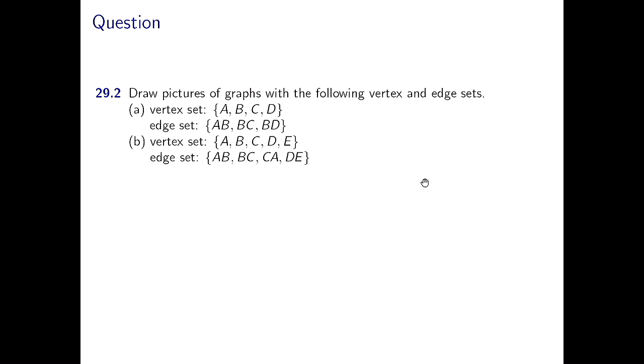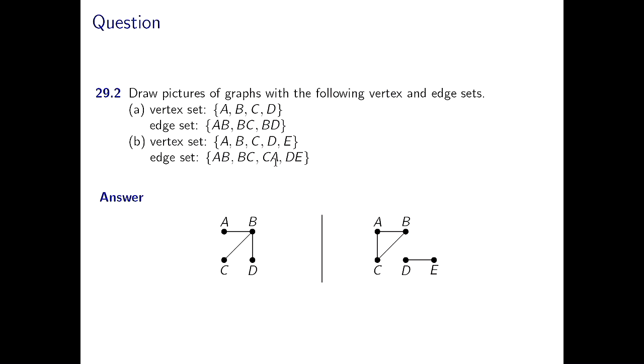29.2 asks us to draw graphs with these vertex and edge sets. Now obviously you can do these drawings in lots of different ways. Basically you're just aiming to draw it in some way that looks reasonably neat, right? There's no hard conditions for how you're going to do this. So I reckon this first one could look like this, right? It's vertex set A, B, C, D, and notice we've got every edge possible containing B and none of the others here.